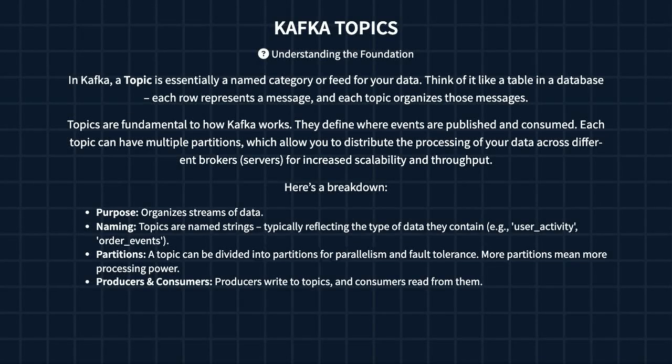Let's talk about Kafka topics. They're really the core of how this system works. Think of a topic as a named category or feed for all your data. It's similar to a table in a database, where each row is a message being sent. You can name these topics based on what kind of information they hold, like user activity or order events. And here's the really clever part: topics can be split into partitions, which allows Kafka to handle huge amounts of data efficiently and reliably. It's all about organizing and distributing your data in a smart way.